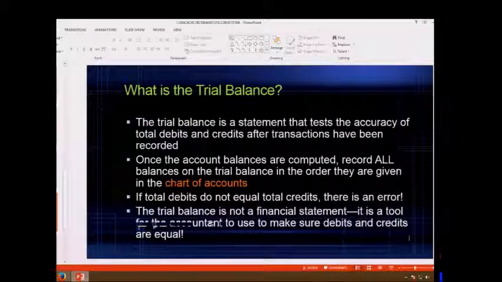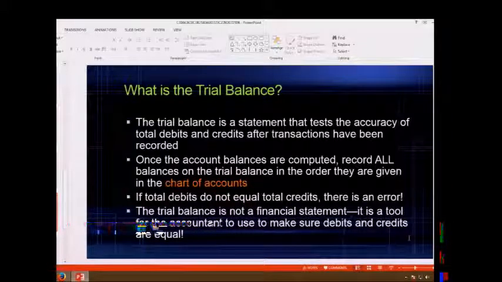After you do your T accounts and you get all of your balances, then we're going to do what's called a trial balance. They show a picture of that on page 70. The trial balance is just a list of all of the accounts. The important thing is your debits have to equal your credits, right? This trial balance doesn't mean anything. It's just a tool to make sure that your debits and credits are equal.